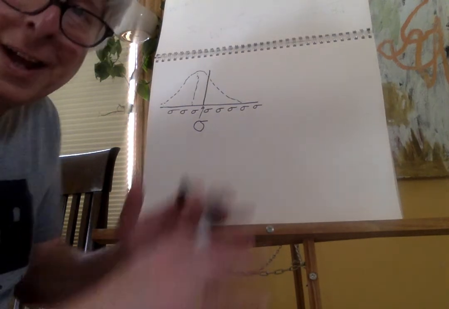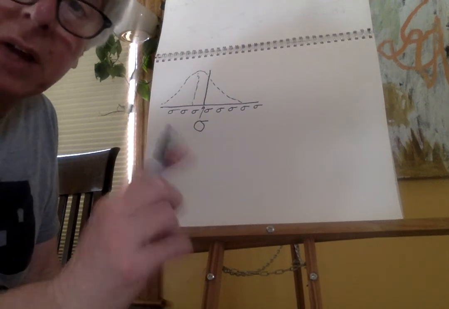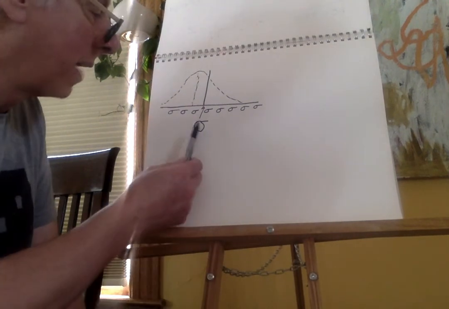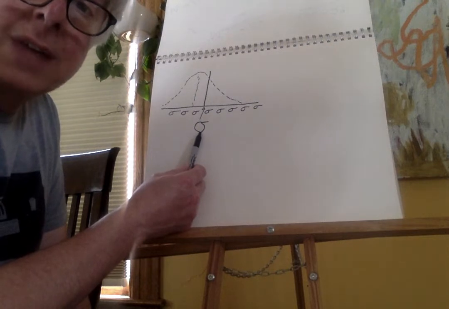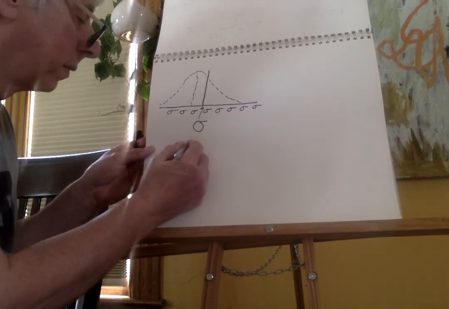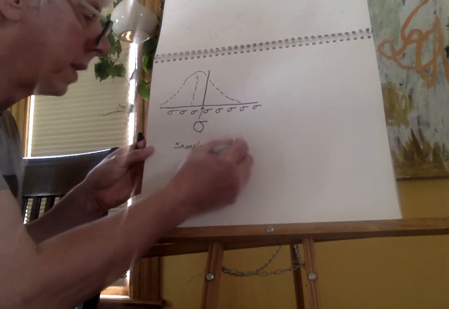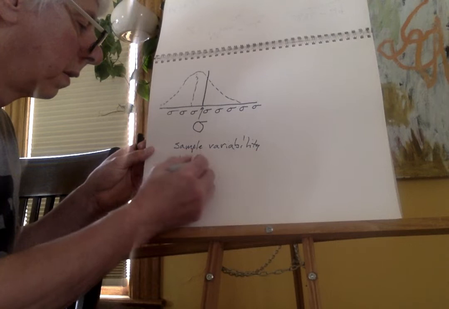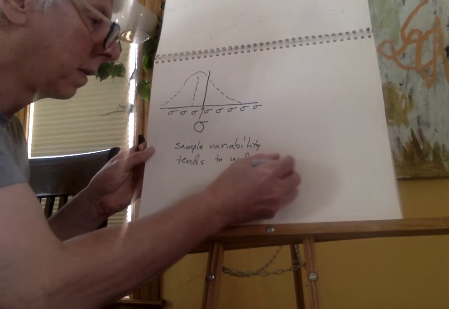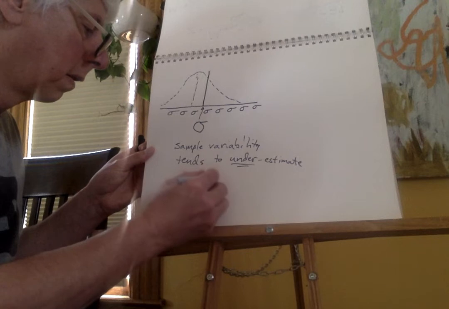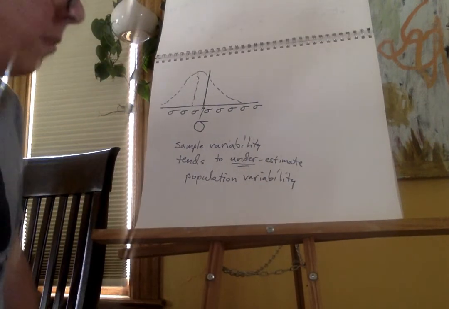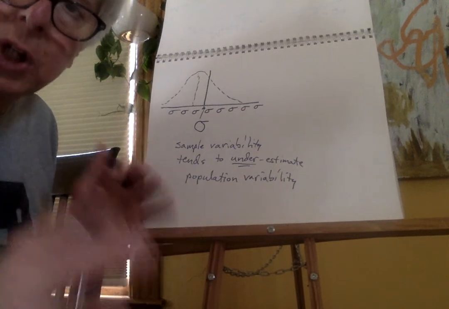Let me go through this again. We have that bag. I'm taking out samples now, but I'm calculating standard deviations instead of means. All these standard deviations, I want to compare that to if I knew what the real standard deviation was. They tend to be a little bit lower. Sample variability tends to underestimate population variability.